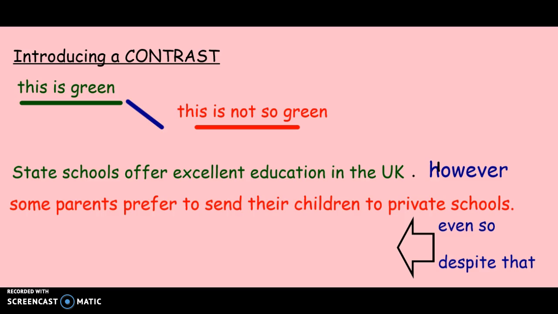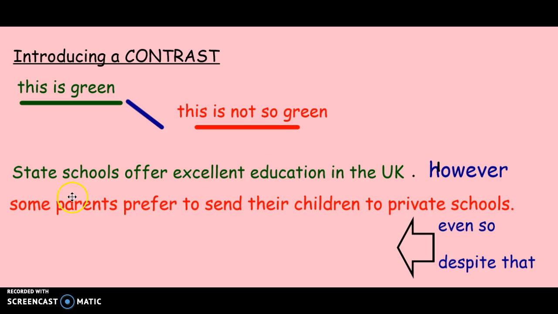Well, some linkers introduce a contrast. So what is a contrast? A contrast is something different that you're saying. So you're saying something in a sentence. For example, this is green. You have a contrast, which is represented by this here. So something that is completely different contradicts what you say here. Here I'm saying this is green. Here I'm saying this is not so green. So these two sentences are in contrast with each other.